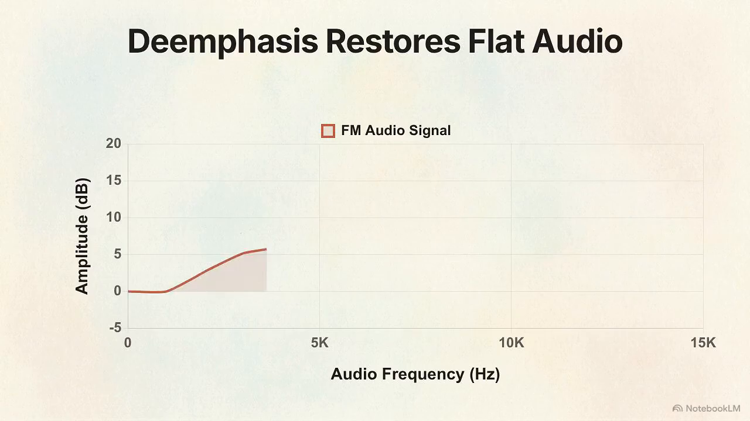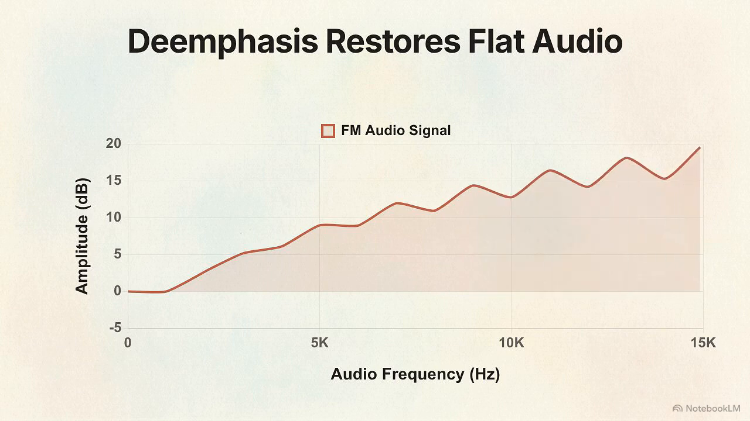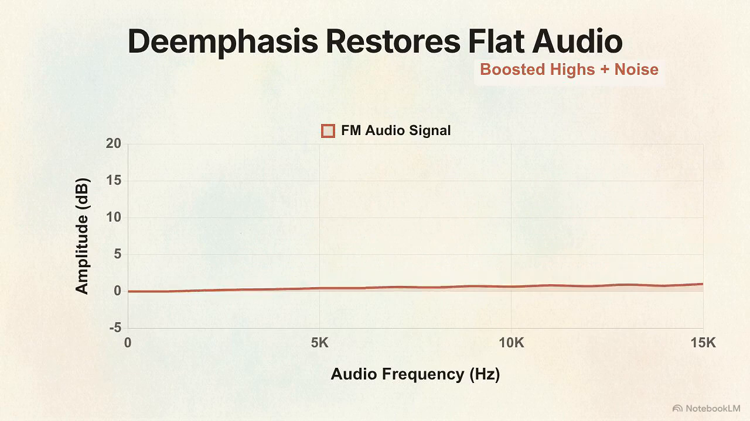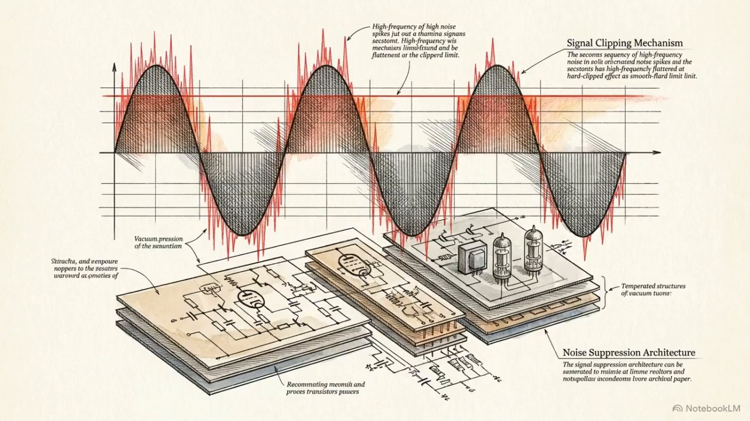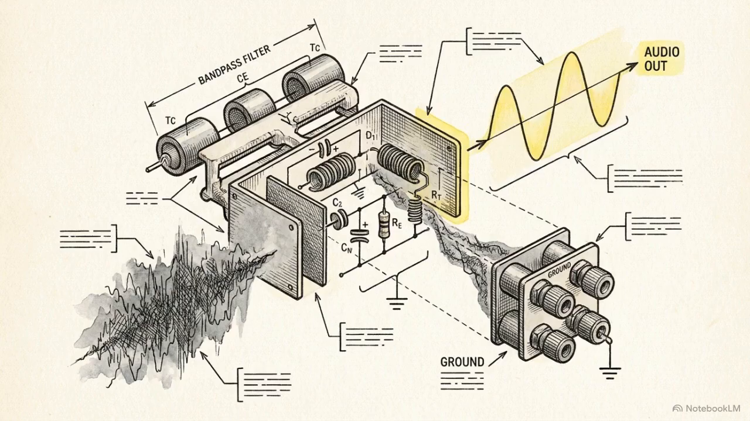This creates a synchronized dual effect. The receiver reduces the artificially boosted high frequencies back to their natural, flat audio response, and in the exact same motion, it crushes the high-frequency phase noise that accumulated during transmission. By mathematically filtering the output, the RC circuit successfully isolates the final audio fidelity from the highest energy environmental interference.